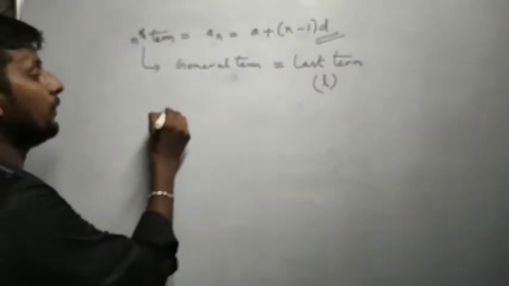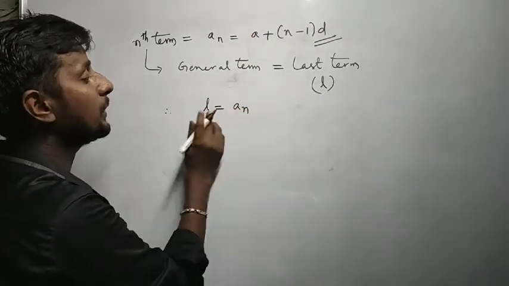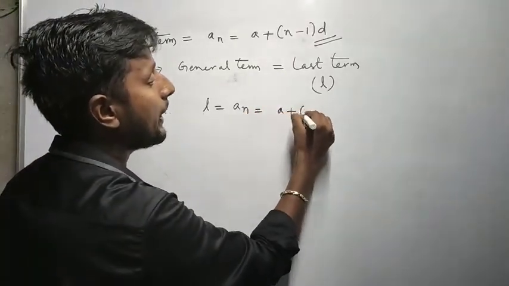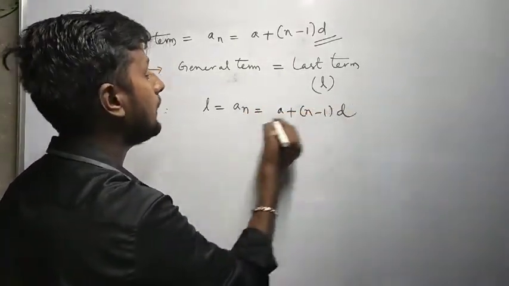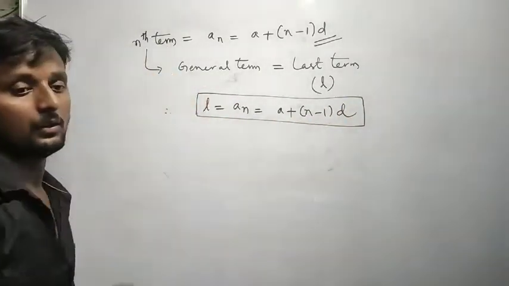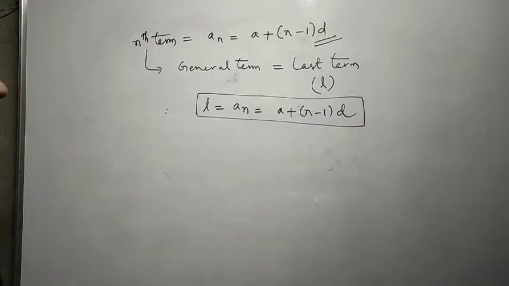Now, so therefore, by the above, what will we write? L is equal to a_n, because the last term and the nth term both will be the same. The formula is a plus (n minus 1) into d. Correct? Right? Okay.